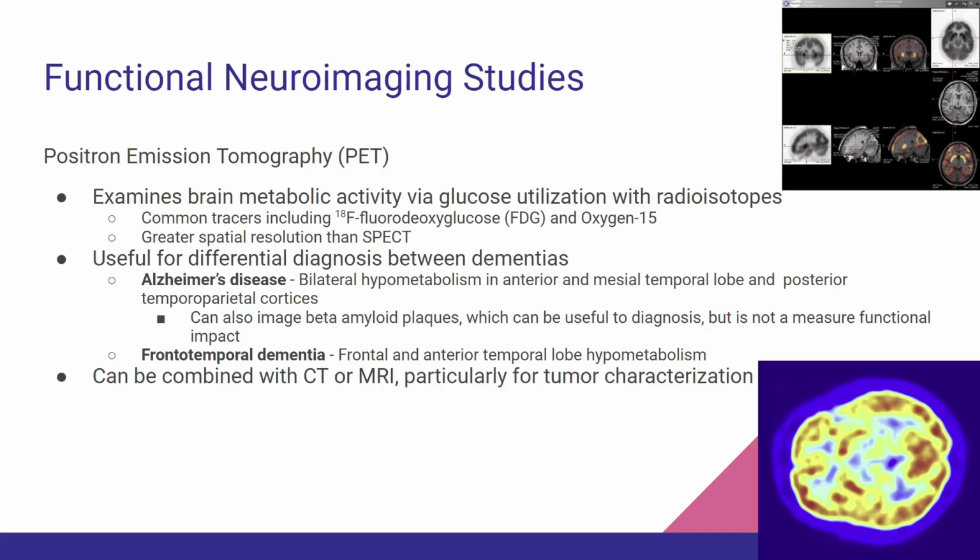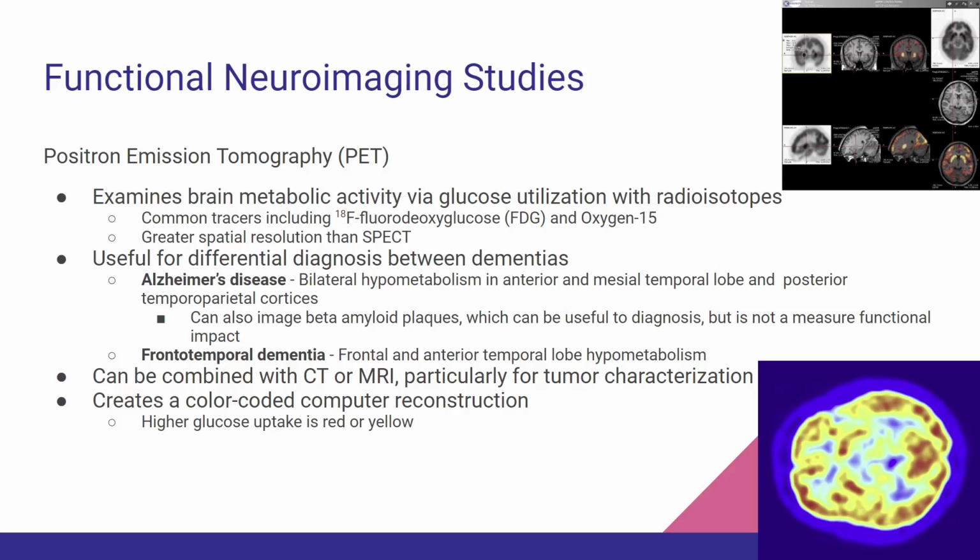And PET imaging can be combined with CT or MRI, particularly when it comes to tumor characterization. So when reconstructing the PET image, the computer uses a color-coded pattern to show where there's low versus high glucose uptake in the brain. The higher glucose uptake is indicated by red or yellow colors, whereas lower glucose uptake is indicated by blue or green colors.